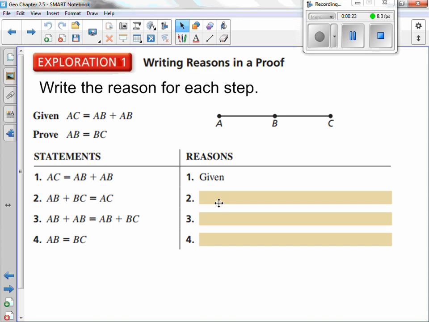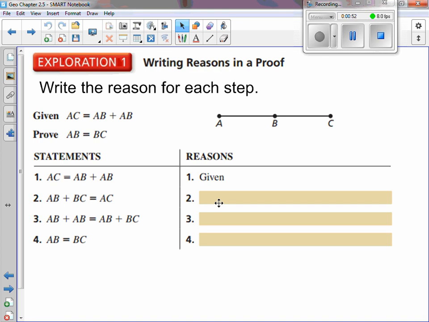Now with every one of these, there are going to be two things they give us. One's going to be the given, something that they tell us. The other is going to be what we want to prove. Here we want to prove that AB is equal to BC, and that is going to be the last statement. Our last statement will always be what we want to prove. So here they gave us that AC is equal to AB plus AB.